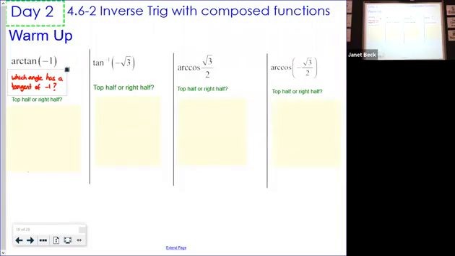Right, let's quickly review what we did yesterday. When you've been given an inverse trig function, it could be written arctan, or tan with a -1 up there. That's the same thing, they're both inverses. Whenever you have an inverse trig function, your answer is going to be an angle. We're looking for an angle.